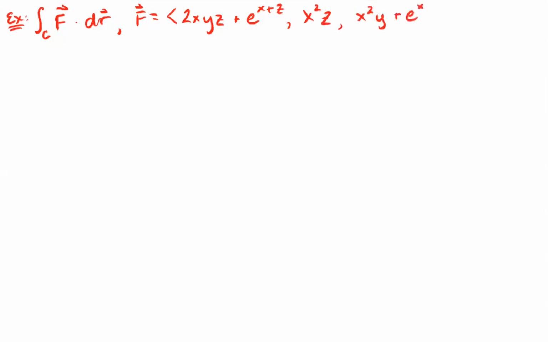Example. Calculate the line integral over the vector field F, if F equals (2xyz + e^x + z, x^2 z, x^2 y + e^x + z), and C is a curve from (1, 0, 0) to (1, 0, 5).